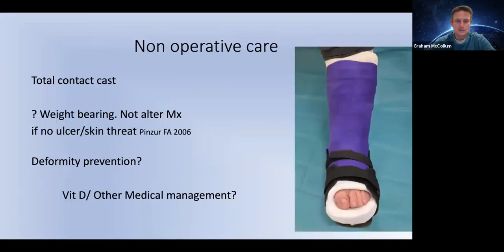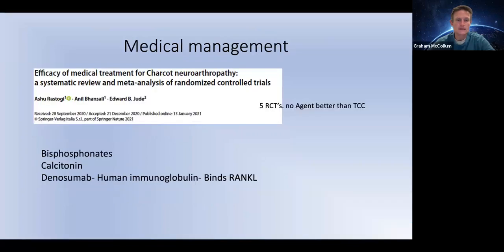Non-operative care, total contact casting. You can put a little shoe on underneath the cast once they become more stable, and then try and prevent the deformity.